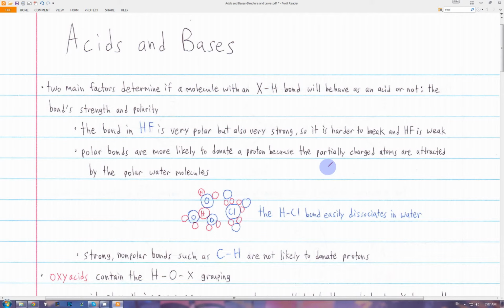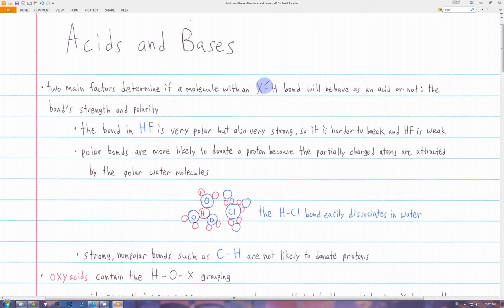So in this video, we're going to talk about why that is, like what makes a hydrogen in an atom or a molecule acidic or not, and then also introduce a third definition for acids and bases. So the two main factors that determine if a hydrogen bonded to something will act as an acid or not are the bond strength and the bond polarity.